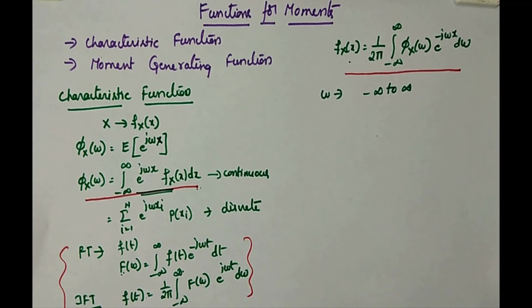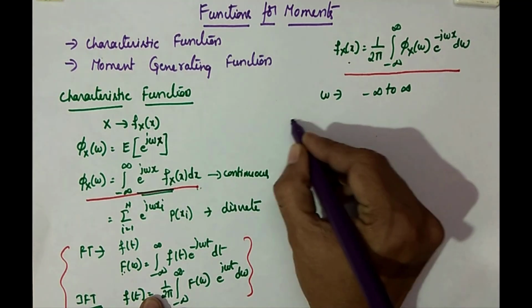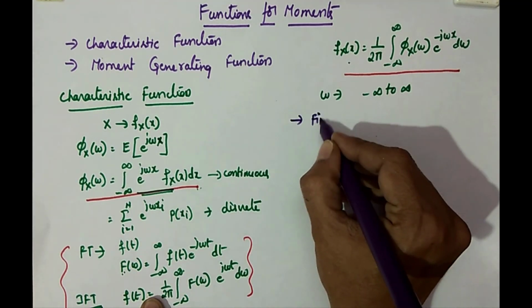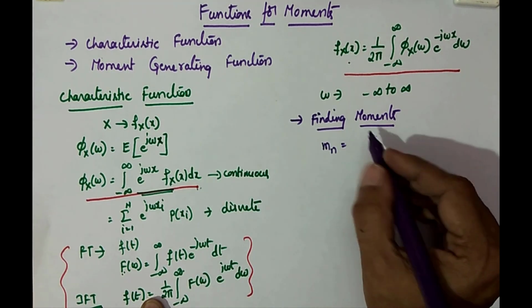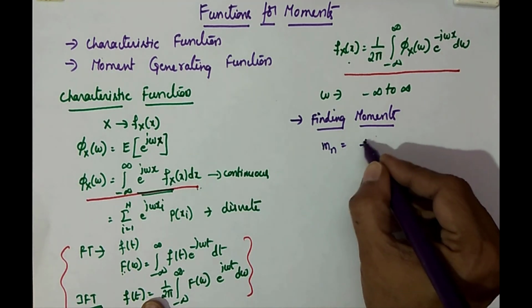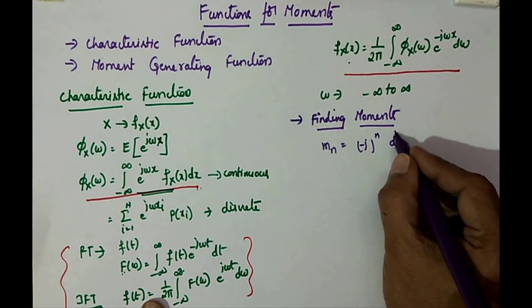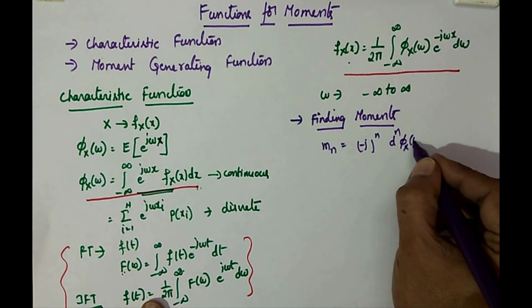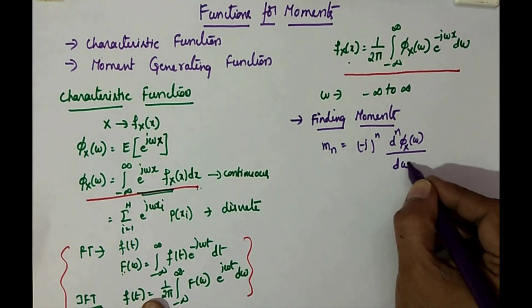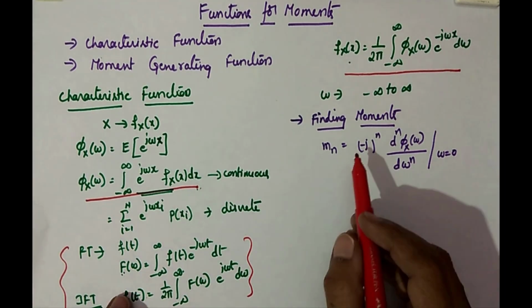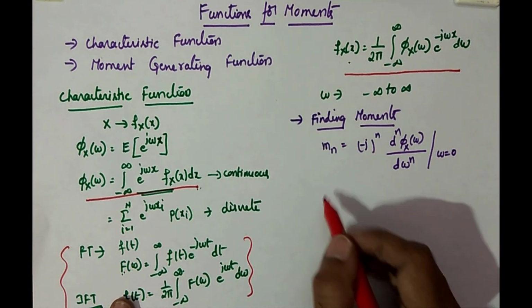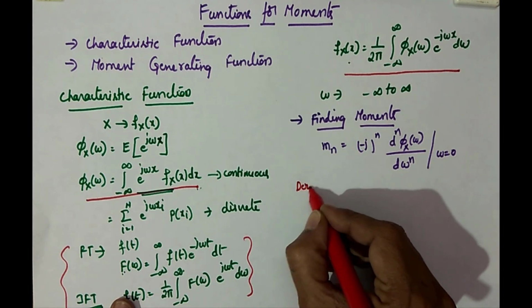How to find the moments? Here we have a formula for moments, the formula for the nth moment. The nth moment m n is equal to minus j power n, d power n phi X of omega by d omega power n, at omega equal to 0. We can derive this formula, so we will go for the derivation.